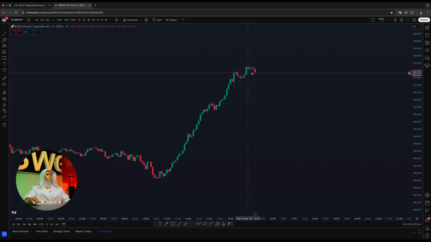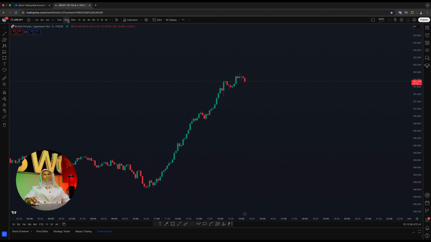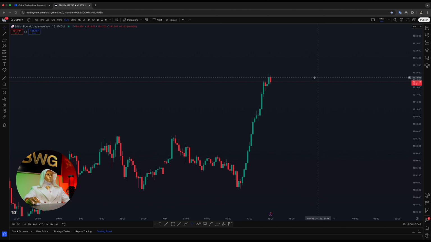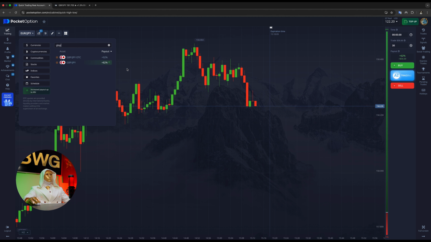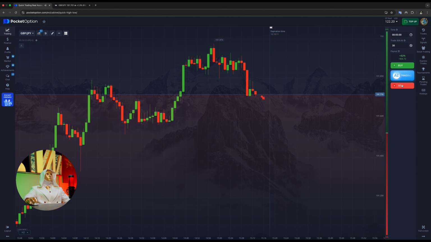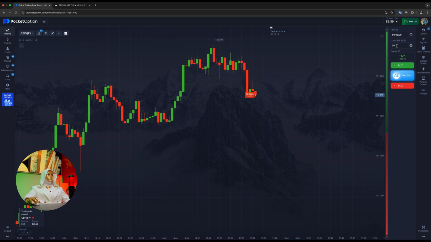Here, if we react to the 5-minute fair value gap and grow, however, it is possible that this time the price will go for a deeper correction, since we have opened the New York session. GBP JPY, 5 minutes. 30% of the deposit. Everything is the same as before.